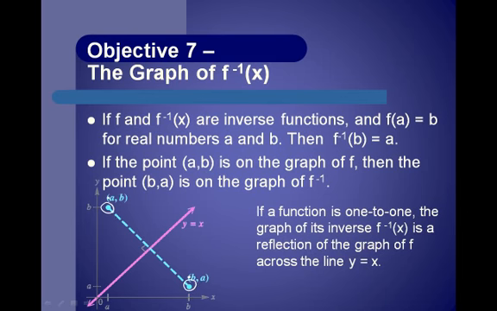And if a function is 1 to 1, the graph of its inverse function is a reflection of the graph of f across the line y equals x, which means if you folded your paper along this line y equals x, then the graphs would overlap on both sides. Notice this one goes up here and this one goes down here.